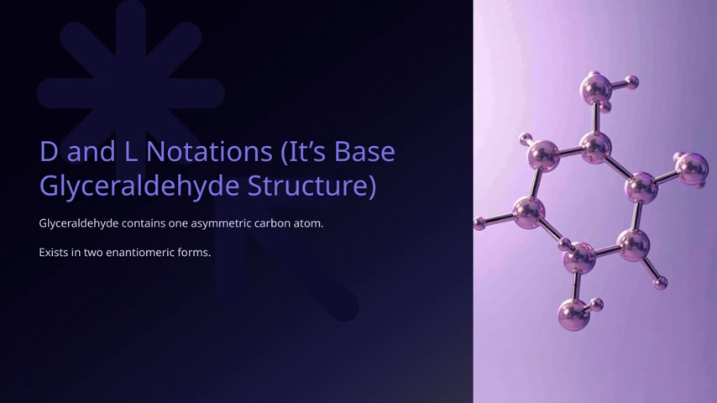These notations help us distinguish between the different stereoisomers, which can have vastly different biological activities despite having the same molecular formula. Understanding these concepts is key as we explore how molecules like glyceraldehyde influence biological processes. Recognizing the importance of chirality and enantiomers helps us appreciate the complexity and specificity of biochemical interactions.